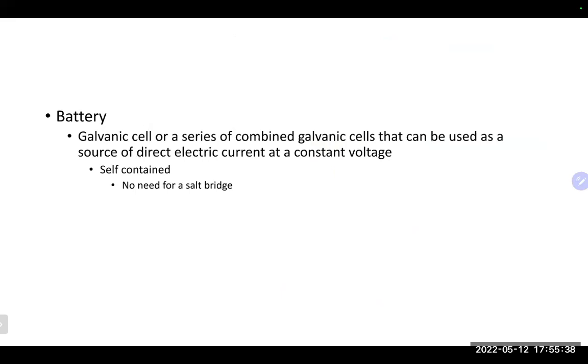So a battery really is just a galvanic cell, or sometimes a series of them placed together, that can be used for direct electrical current. The nice thing about it, different from a traditional galvanic cell you could build in the laboratory, is they are self-contained. You don't have to put beakers of solution into your calculator to get it to work. Also, in place of a salt bridge, they often use some type of electrolyte solution, like the battery acid we sometimes see oozing out, to keep the electrons flowing.